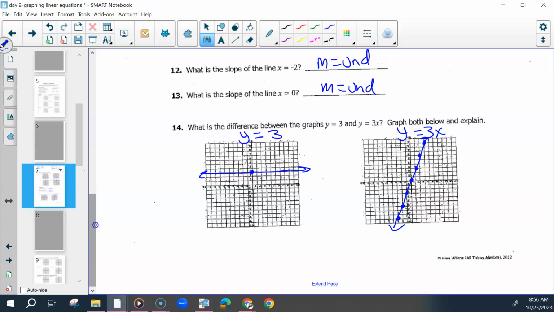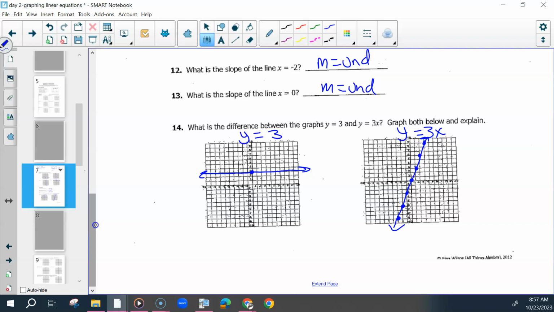Do they look the same? Okay, so what's different about them? One's slope is 0 and one's 3. Okay, so different slopes. What else? Along with the slopes, are they going in the same direction? One is horizontal, one is slanted, diagonal.